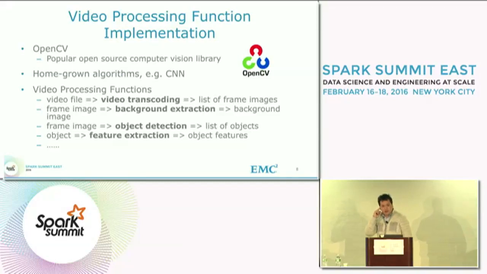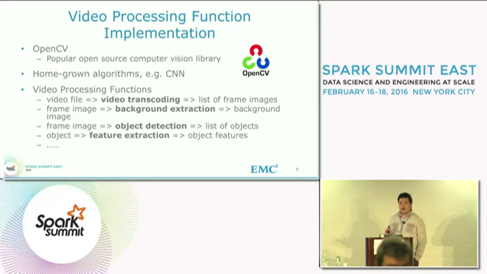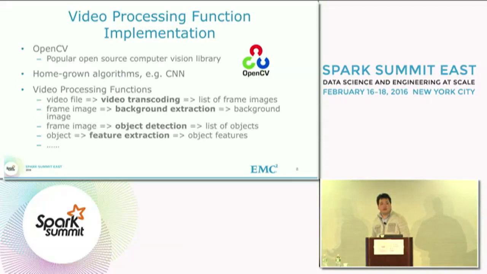There are several common video processing functionalities which step by step convert the unstructured video data into structured and meaningful video information that can be immediately leveraged by analytics use cases. These functions include video transcoding, background extraction, object detection, feature extraction, etc. Their implementations are all included in well-known computer vision libraries like OpenCV. And in VADL, we're also developing our own algorithms and implementations using new techniques like deep learning.